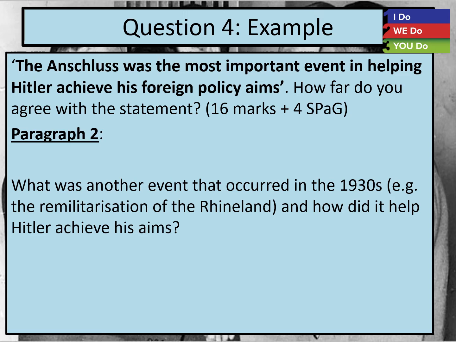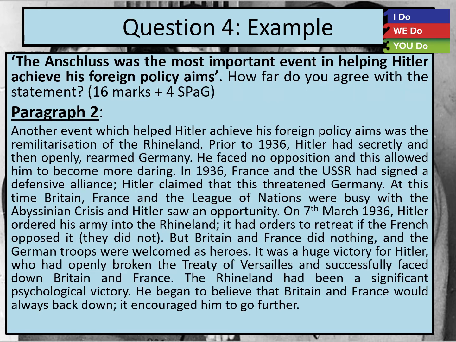Well, in this paragraph, you talk about the background behind the event, you talk about the fact that Germany decided to take this opportunity at this moment because of the alliance between France and Russia. Also the fact that Britain, France and the League of Nations were distracted by what was going on in Abyssinia, and also the events itself and what happened in the Rhineland and how that helped Hitler. And ultimately, of course, it was a big achievement on the road to destroying the Treaty of Versailles. So let's have a look at what I wrote.